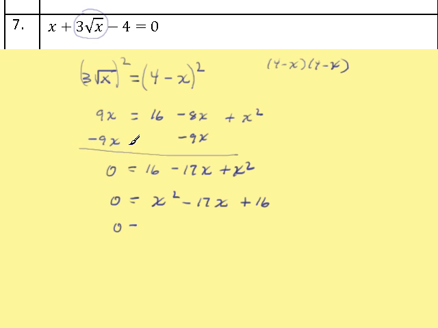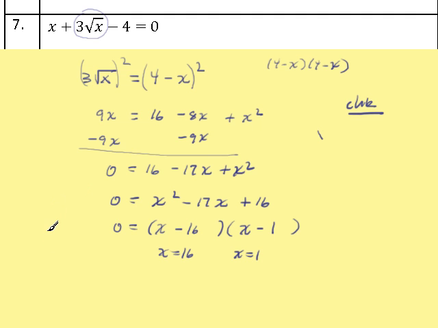All right, this factors into x minus 16, x minus 1. Okay, we get that middle term minus 17x. So we have x equals 16, x equals 1, and we must check here because we did square both sides right in the beginning, so we absolutely must check.